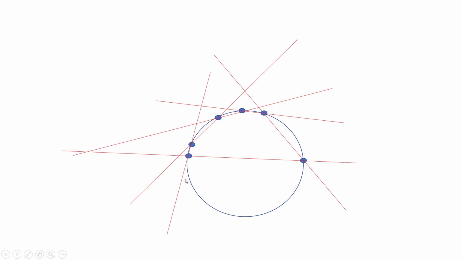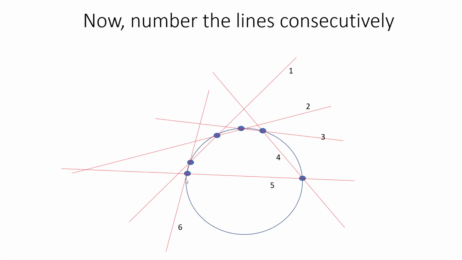Next thing we're going to do is number them. And here we're going to number them consecutively. It doesn't really matter which one you start with, so long as the next one next to it is the second one, then the one after that is the third one, etc. So I happen to pick this line to be line 1, this line here to be line 2, and then line 3 is this one, line 4 is that one, line 5 is this one, line 6 is this one.